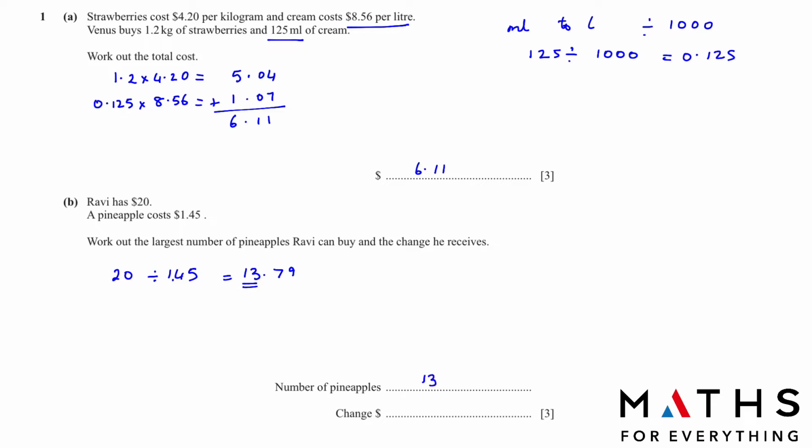13. The cost of 13 pineapples will be 13 multiplied by 1.45. That will give us 18.85. He had $20. So how much change will he have now? 20 minus 18.85, which is going to be 1.15.